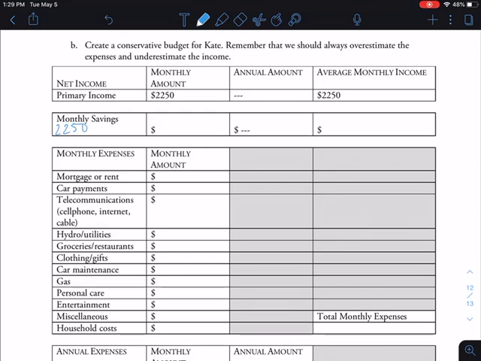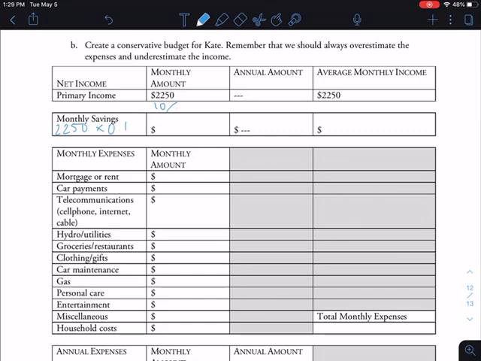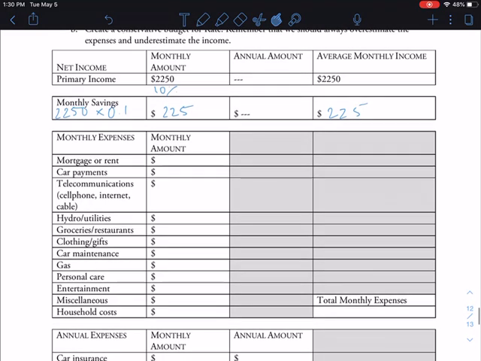Okay, so it says that she wants to save 10% every month, pardon me. So we're going to multiply 2,250 by 0.1, which is going to give me $225 of savings every month automatically. That's very messy. Okay, there we go. $225, much better. And we're not looking at an annual amount, although you can use this for a yearly budget if you'd like as well. So that's why I left those spaces there for you.